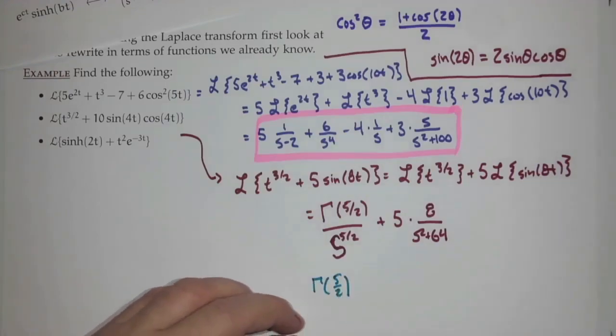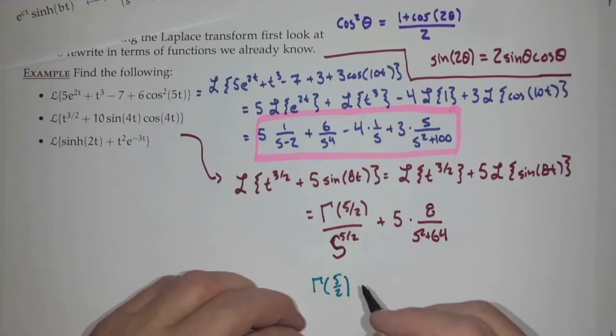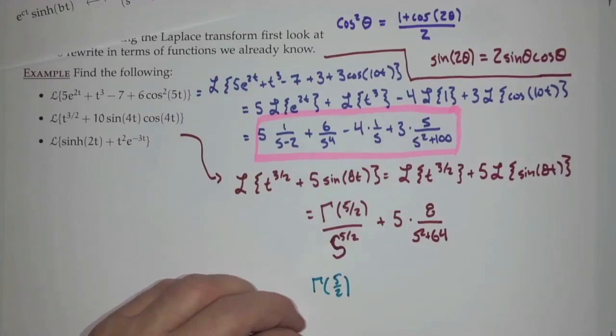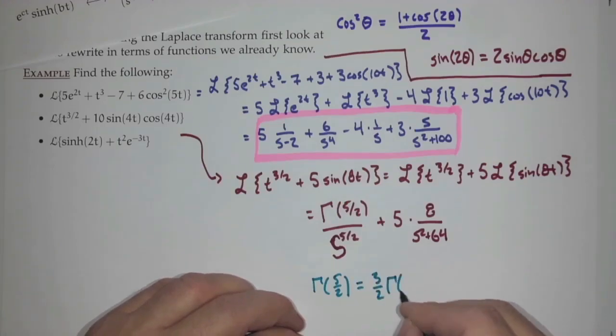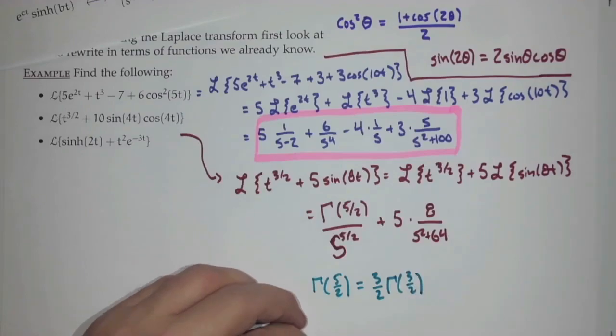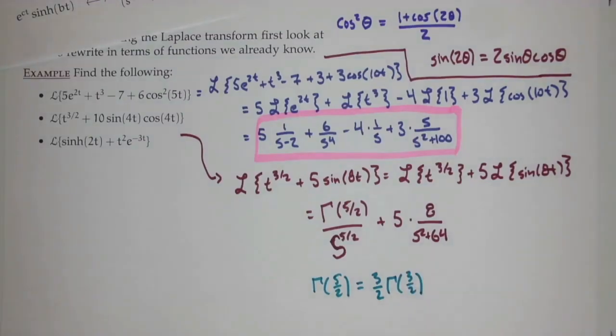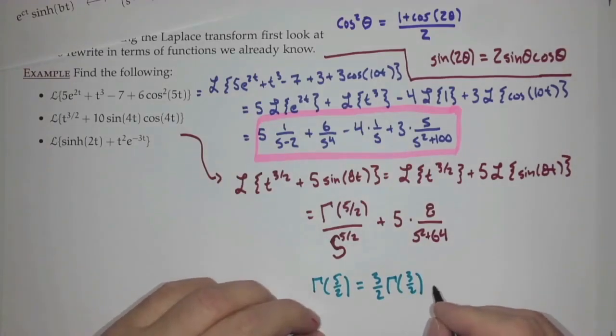Well, the answer is we don't really know that one. But there's a nice fact about gamma. This is the same as 3 halves, gamma of 3 halves. This is the property about the gamma function, where gamma of x plus 1 equals x gamma x. You went from 5 halves, which you don't know, to 3 halves. And 3 halves, we don't know that one, but we do it again.